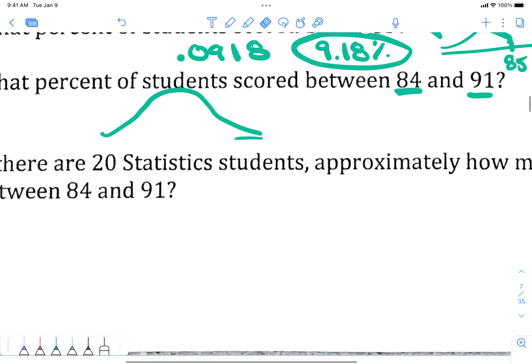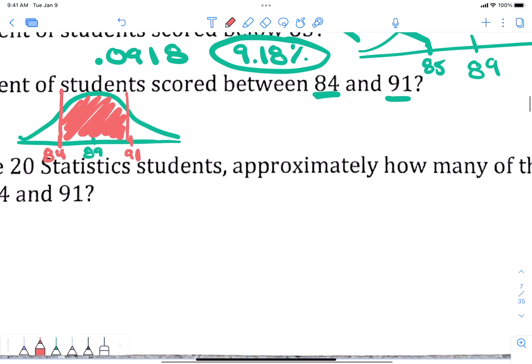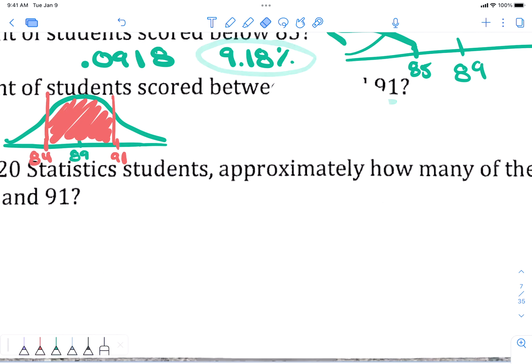Always put your average, or your mean, in the middle: 89. We want to know between an 84, which is over here, and a 91, which is here. If I shade this in, what percentage is that? That's what I'm trying to find. Are you paying attention? Are you focused? This is the hard part.